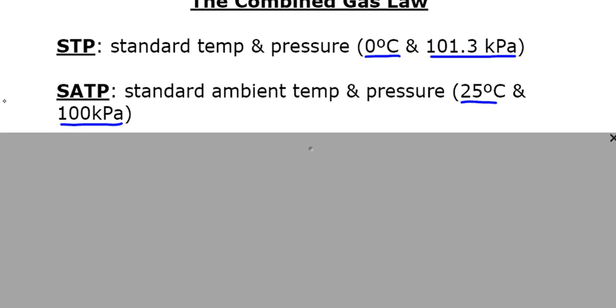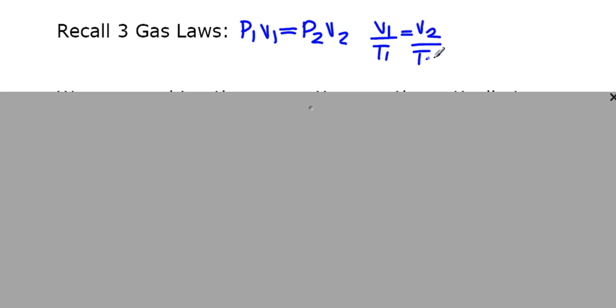Now, let's do a quick review of the three gas laws from our last lesson. We had P1V1 is equal to P2V2. We had V1 over T1 is equal to V2 over T2. And we also had P1 over T1 is equal to P2 over T2. So these three gas laws are all combined together mathematically to get the combined gas law.